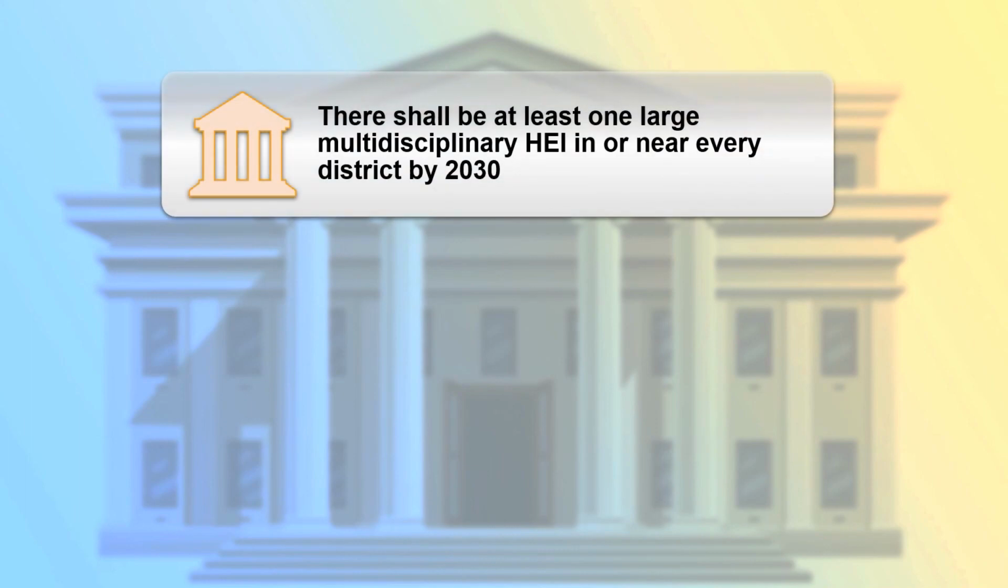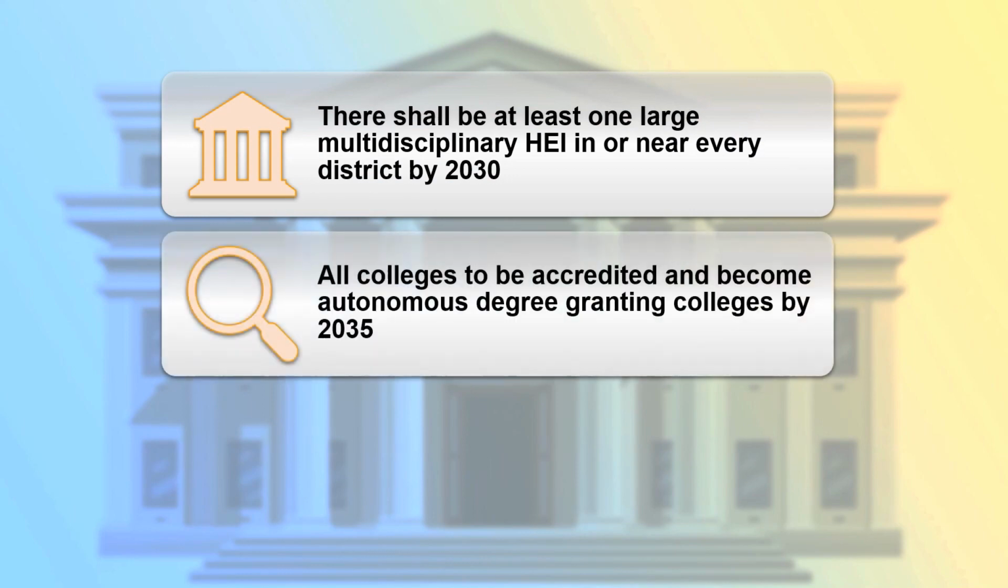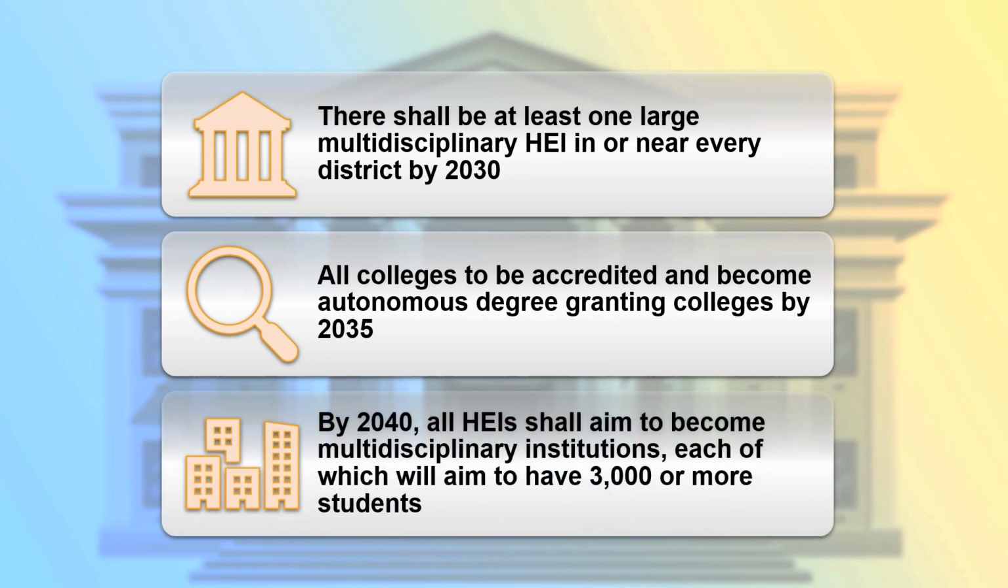There shall be at least one large multidisciplinary higher educational institute in or near every district by 2030. All colleges to be accredited and become autonomous degree granting colleges by 2035. By 2040, all higher educational institutes shall aim to become multidisciplinary institutions, each of which will aim to have 3,000 or more students. Now, who will be granting autonomy?